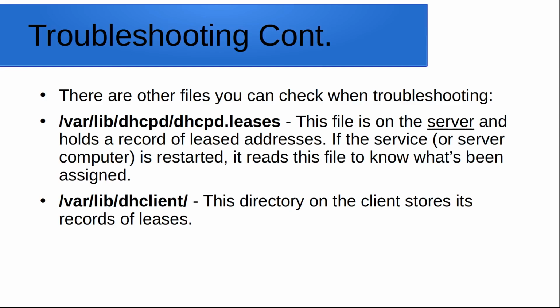So you could check /var/lib/dhcpd/dhcpd.leases. So that's a file on the server. It has a record of all the leased addresses. And if the service has been restarted, it reads that file to know what's been assigned. So if you need to see what's been assigned where, you can check there. Another place you can check is in /var/lib/dhclient, and that's on the client side of things. That's where the client stores its record of leases. So this could be a useful thing, right?